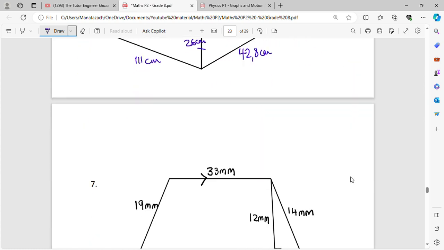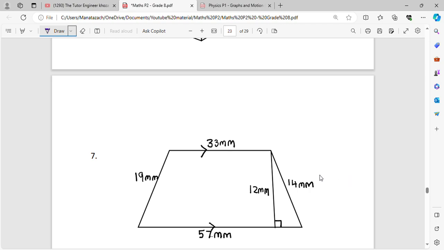Now let's do the final question. It should be straightforward, this one. We have all the sides. We don't have one unknown side that we need to calculate. So the perimeter is just going to be the summation of all the sides, which is 123 millimeters. So we've come to the end of today's lesson.